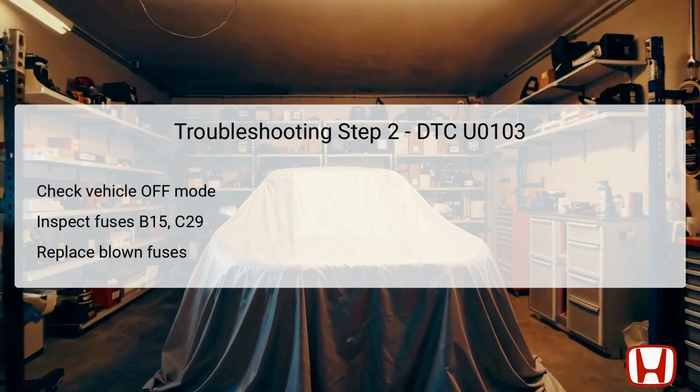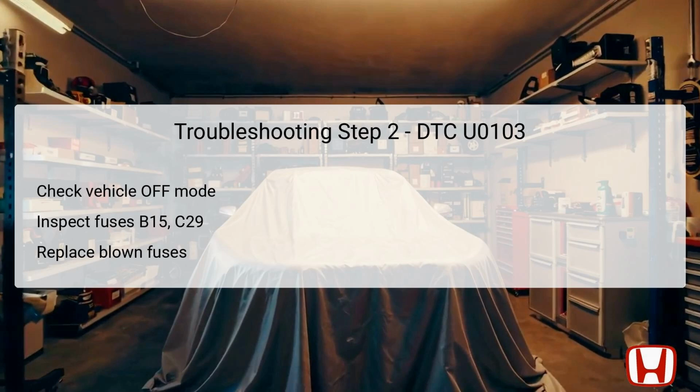In the second troubleshooting step, the focus shifts to checking fuses that may affect the communication between the shifter control module and the TCM. First, ensure the vehicle is turned to off mode. The relevant fuses to inspect include fuse number B15, a 15-amp fuse located in the auxiliary underhood fuse/relay box, and fuse number C29, a 7.5 amp fuse found in the under-dash fuse/relay box.